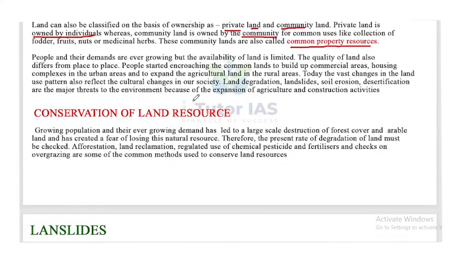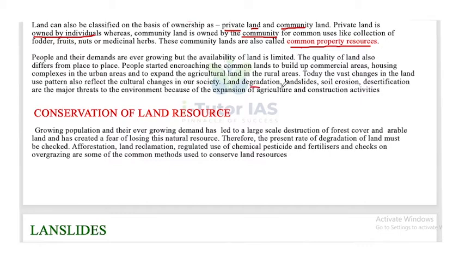Now, people and their demands are ever growing, but the availability of land is limited. The quality of the land also differs from place to place. People started encroaching the common land to build up commercial areas and housing complexes in urban areas, and to expand the agricultural land in the rural areas. Today, the vast changes in the land use pattern also reflect the cultural changes in our society.